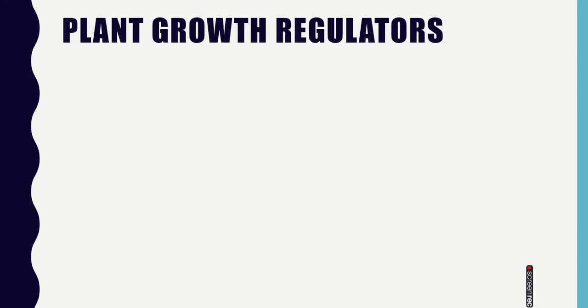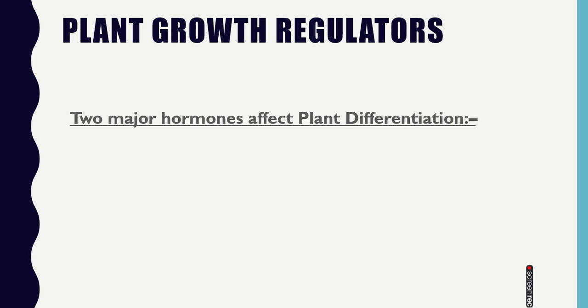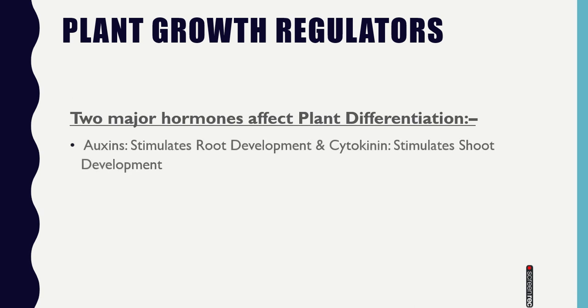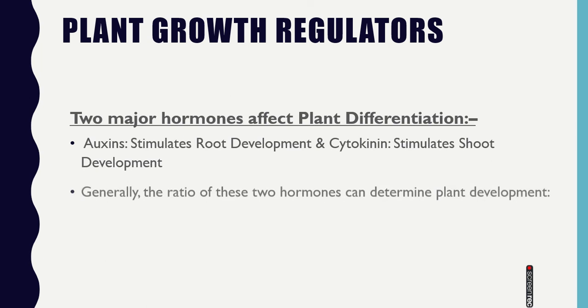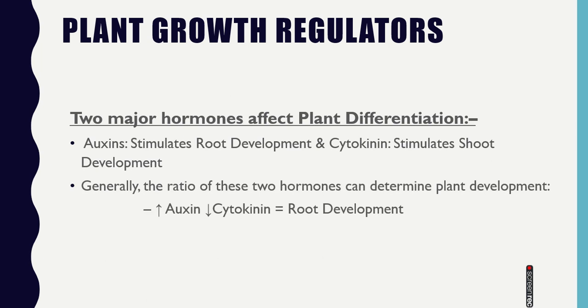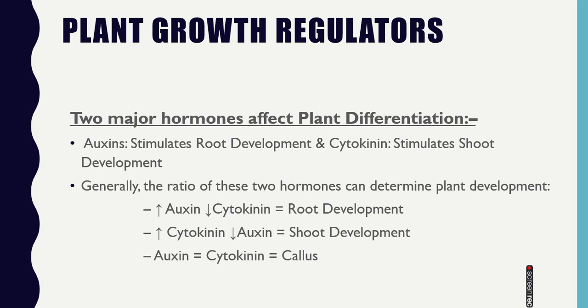Now about the plant growth regulators. Two major hormones affect plant differentiation. These are auxins, which stimulate root development, and cytokinins, which stimulate shoot development. Generally, the ratio of these two hormones can determine the plant growth. If auxin is higher than cytokinin, it promotes root development. If cytokinin is higher than auxin, it promotes shoot development. If the quantities of auxin and cytokinin are equal to one another, it forms callus.